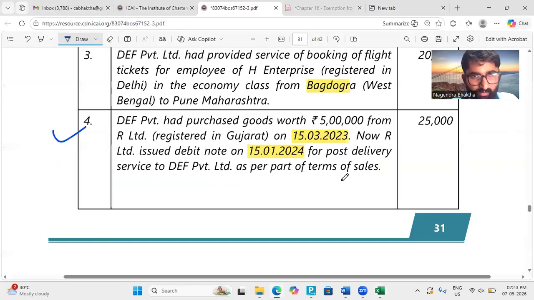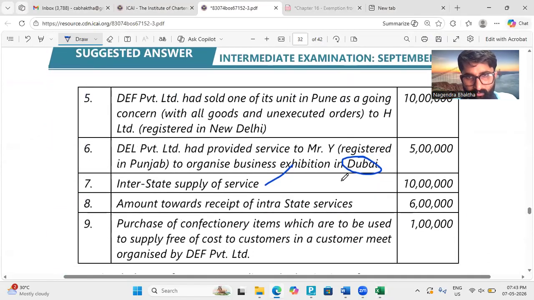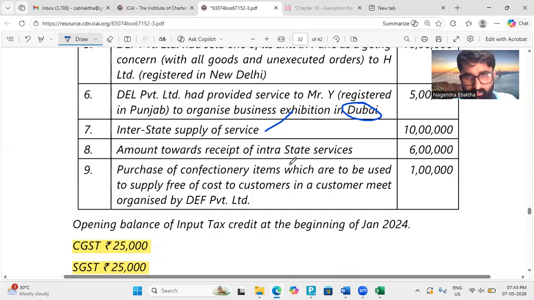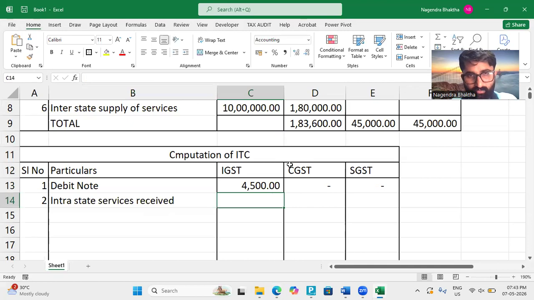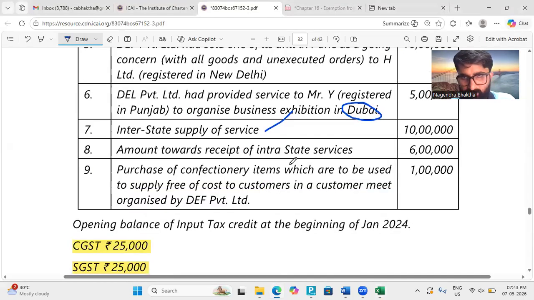Next one, second point. We are done with the debit note, and this is DEF Private Limited sold. We are done with this. This is also intrastate supply. Now amount towards receipt of intrastate services. Intrastate, so that CGST, SGST is applicable. The value is 10 lakh, into 9%, 9%. So that will be 90,000, 90,000, if I'm not wrong.